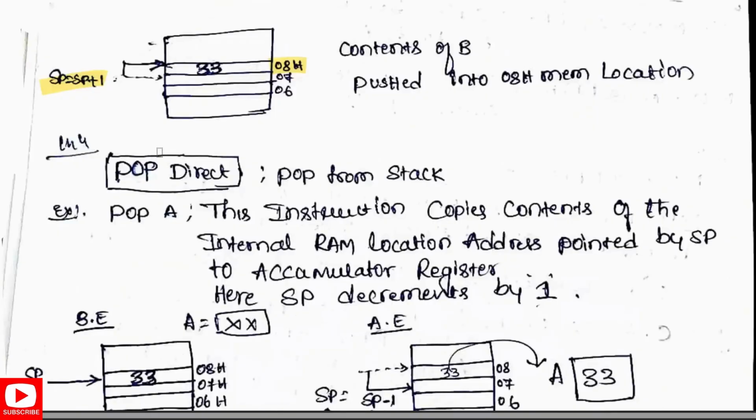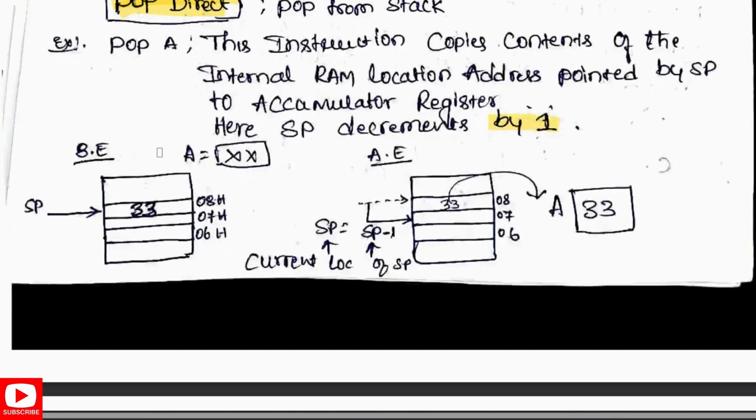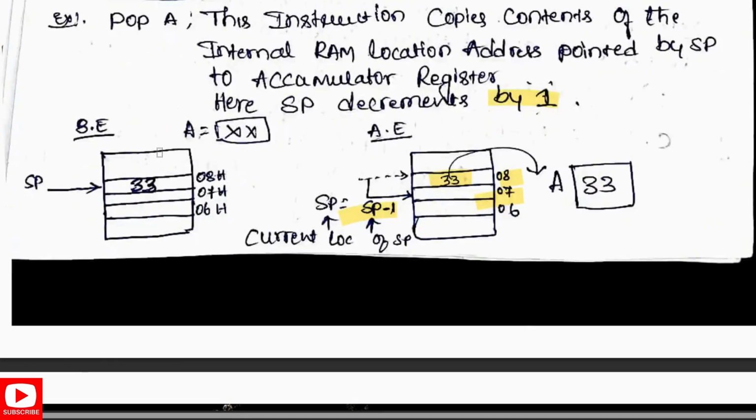Similarly, the same thing happens in the POP, but in a reverse manner. That is, the instruction copies the content of the RAM location address pointed by the SP to the accumulator and decrements SP by 1. For example, 33 was present in the 8H. So the stack pointer will decrement by 1 and come back to 7.